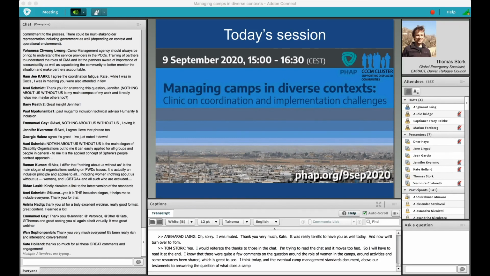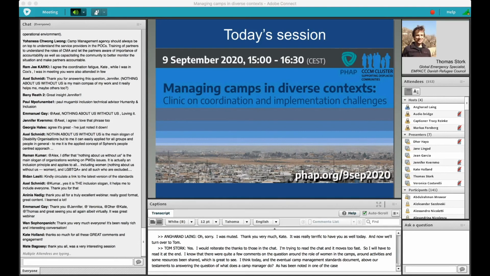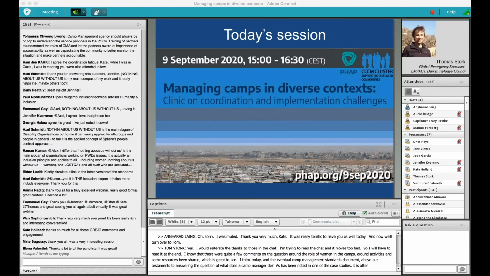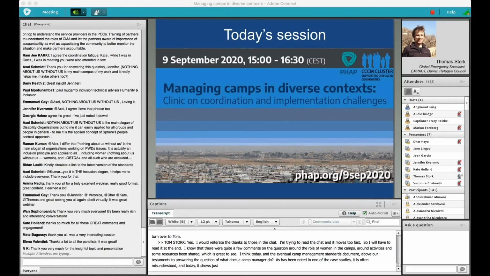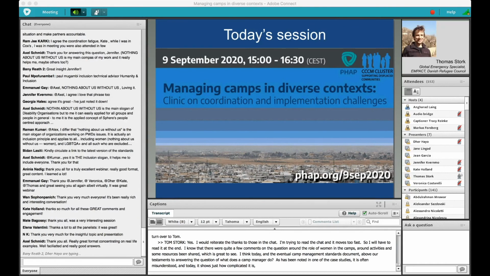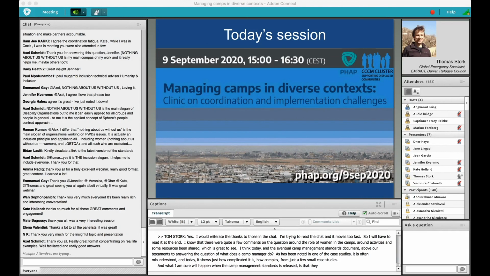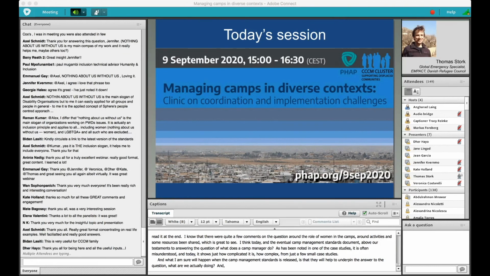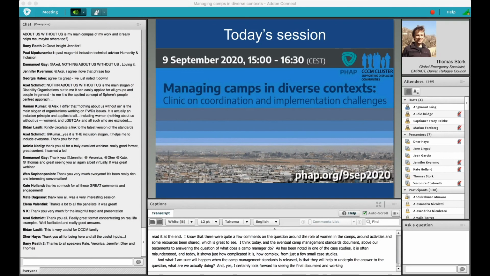As has been noted in one of the case studies, it is often misunderstood. And today has shown just how complicated it is, how complex, from just a few small case studies. And what I am sure will happen when the camp management standards is released is that they will help to underpin the answer to the question, what are we actually doing? So yes, I certainly look forward to seeing the final document and working towards that being complete. But again, I would like to thank everyone for their comments.